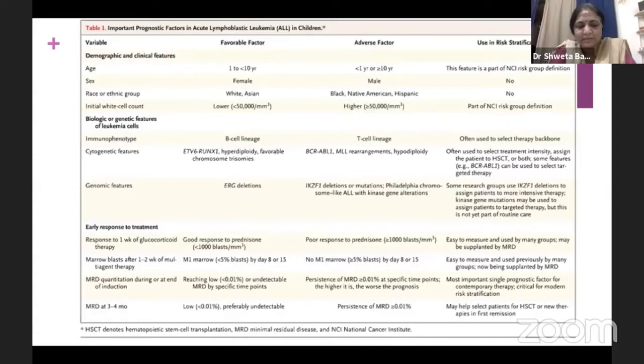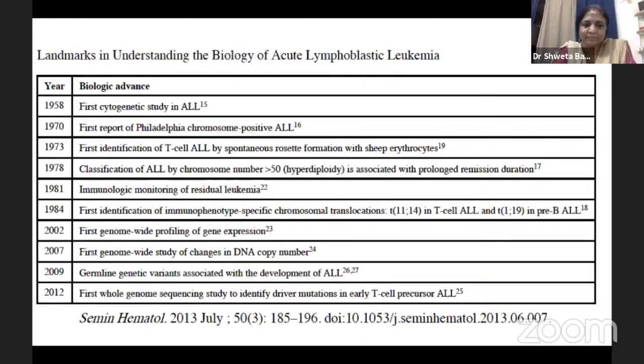kinase inhibitors. Then the third part is early response to treatment. We look at the glucocorticoid therapy, we look at marrow blast, MRD quantification, and MRD at 3 to 4 months. And these all help us in intensifying the treatment in many of the protocols, and in some of the protocols they do decrease the treatment intensity also, to prevent late or other side effects of the treatment.